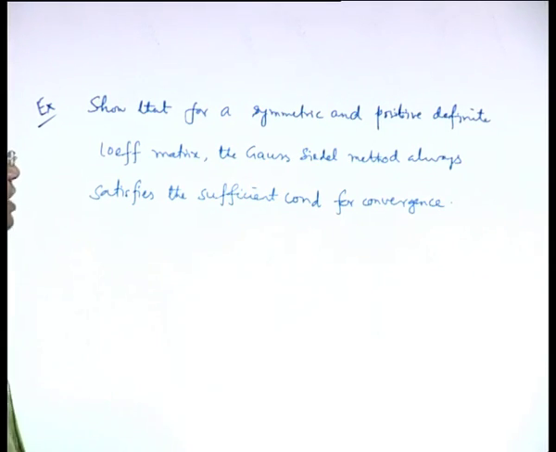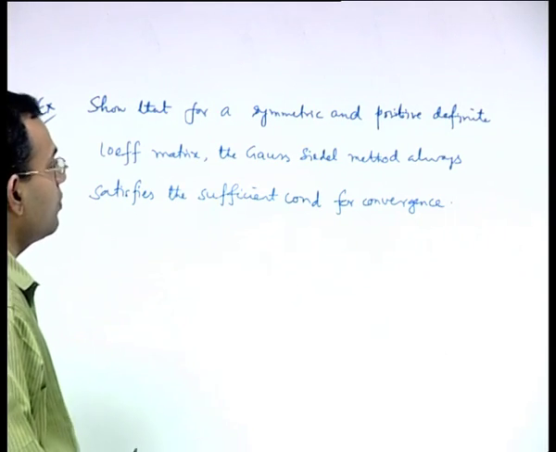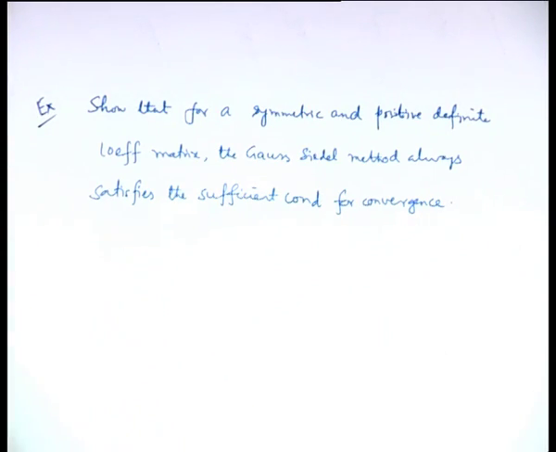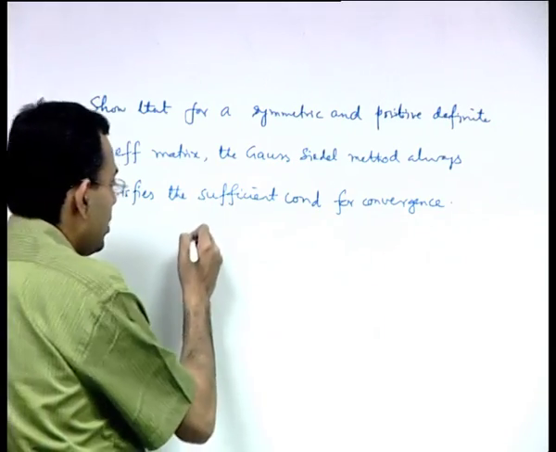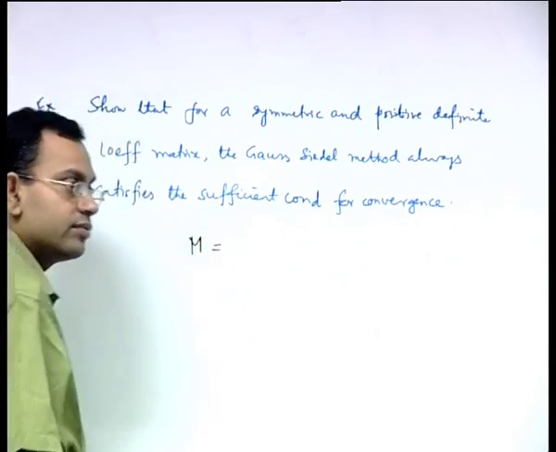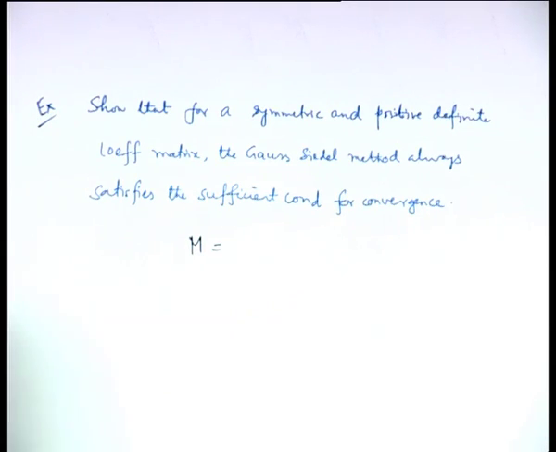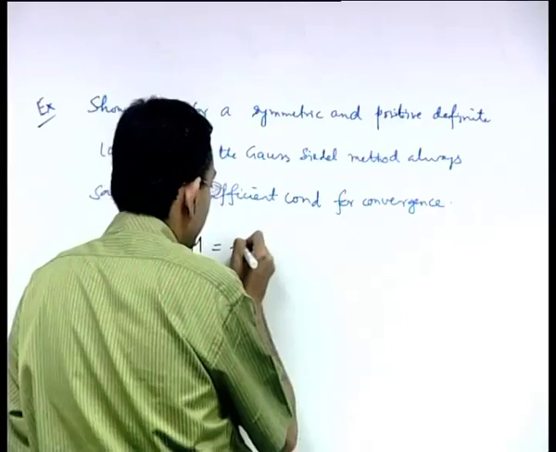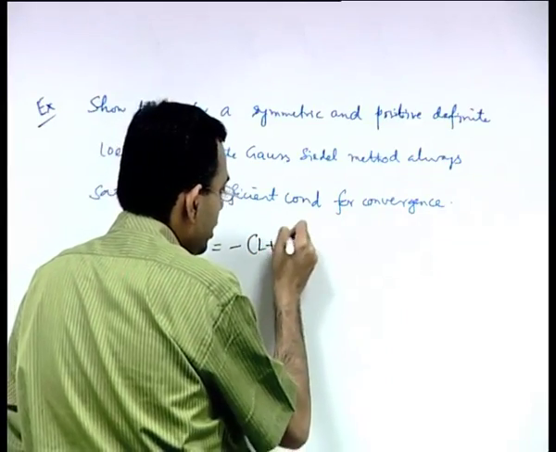I will partially work it out for you and leave the remaining on you as an exercise. So, the situation is that we are interested in the Gauss-Seidel method. What is the M matrix for the Gauss-Seidel method? Minus L plus D inverse U.